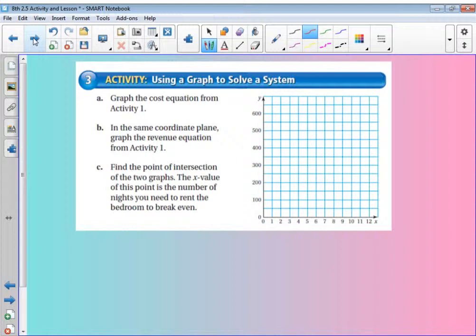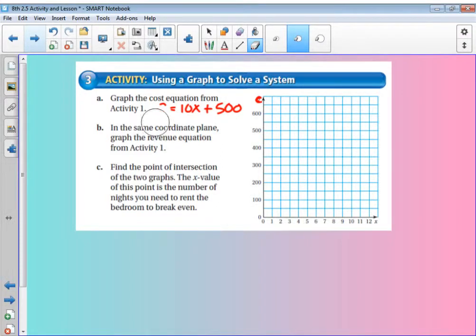So it says graph the cost equation from activity 1. So our cost equation was C equals 10x plus 500. Now you guys are used to working with a graph that's X and Y's. So our C is really our Y. So I could change that to a Y if I wanted to, or I could leave it as a C, or I could just change this to a Y. We were just putting a C in there so that we remembered that that meant our cost. Okay, so now when I go through and I plot this out, graphing it out, remember we always start with this.